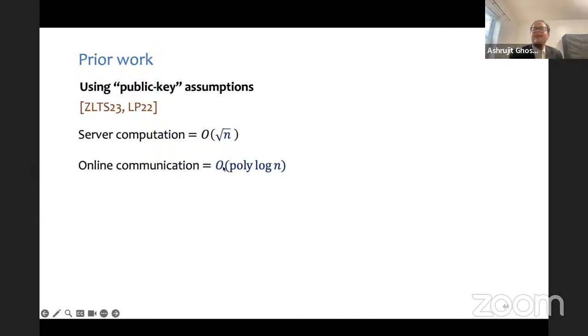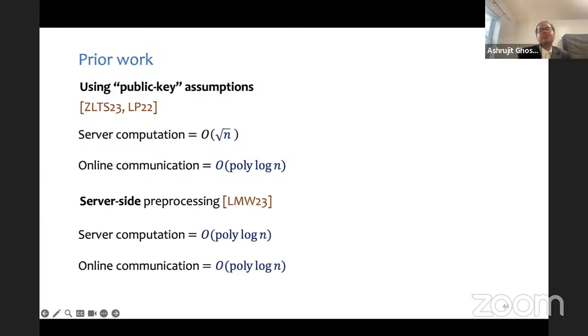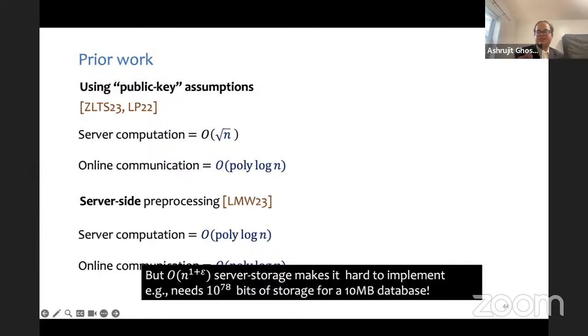And just as a comparison, there was a recent theoretical breakthrough result that considered server-side preprocessing, where the server does the preprocessing of the database instead of the client, and it actually achieves both server computation and online communication O polylog of n. However, the amount of storage the server requires for this, which asymptotically is O n power 1 plus epsilon, but this O hides really large constants.